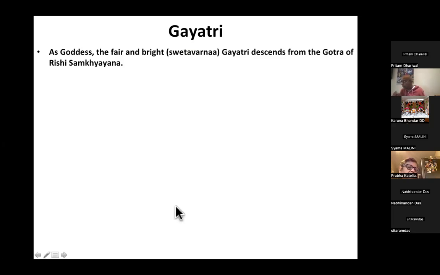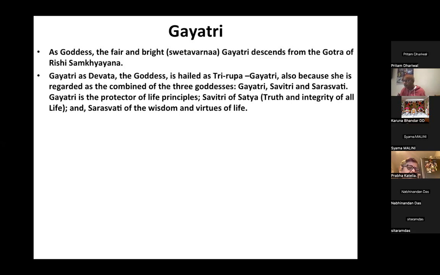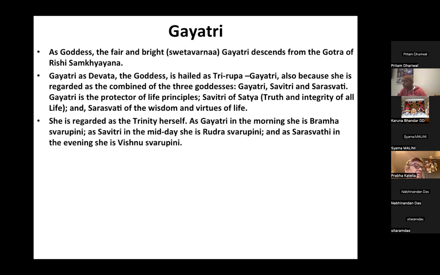Gayatri Devi, as a goddess, is fair and bright, Shweta Varna. Gayatri descends from the Gotra of Rishi Samkhyayana. Gayatri as Devata, the goddess, is hailed as Tri-Rupa because she is regarded as the combination of the 3 goddesses, Gayatri, Savitri, and Saraswati. Gayatri is the protector of life principles, Savitri of Satya, truth and integrity of all life, and Saraswati of the wisdom and virtues of life. She is regarded as the Trinity herself.